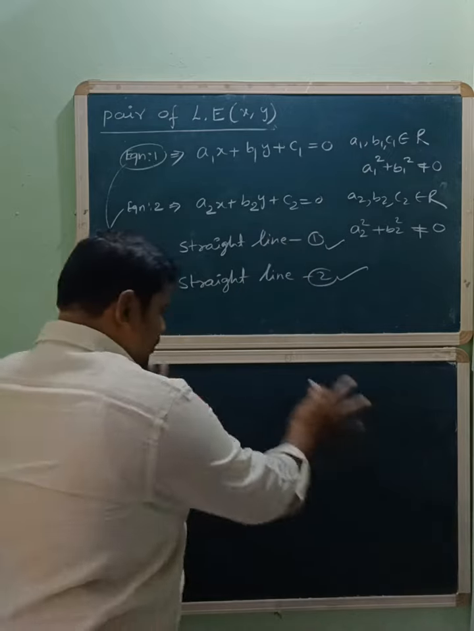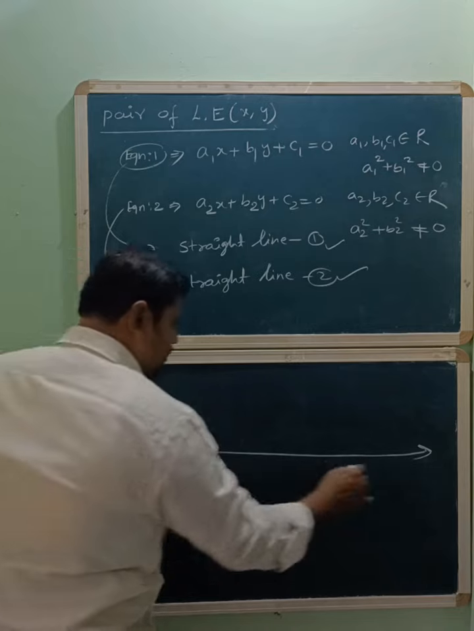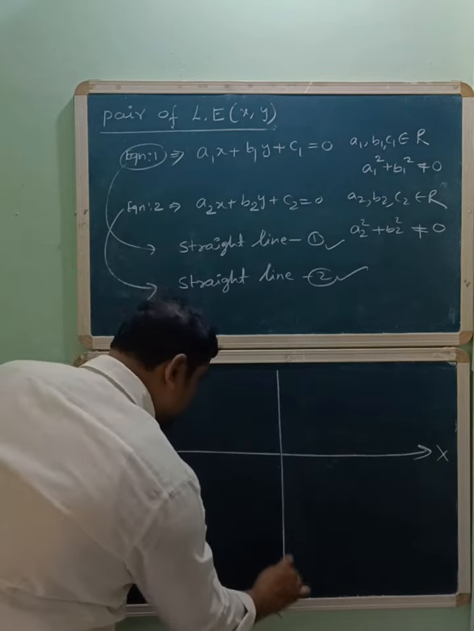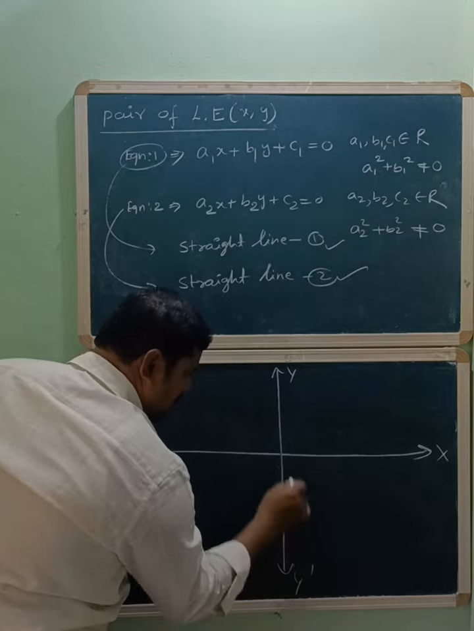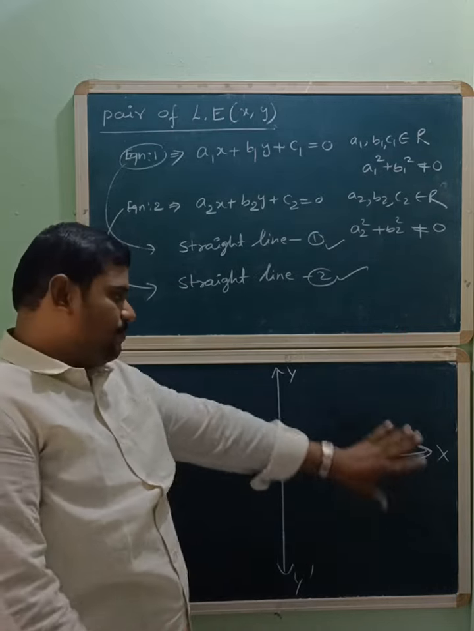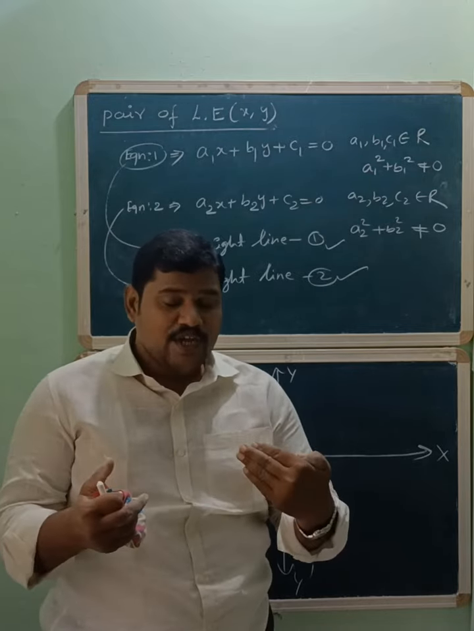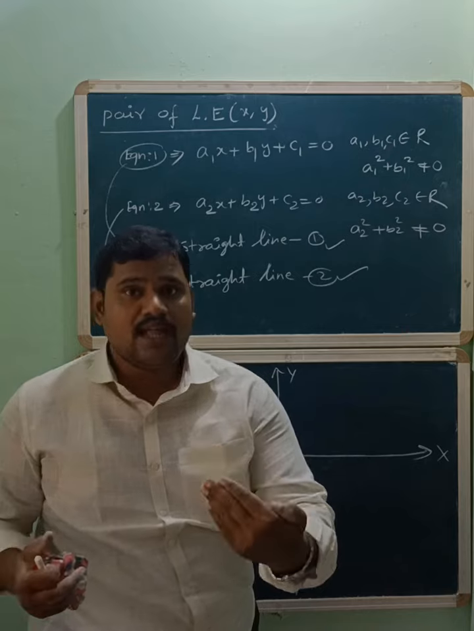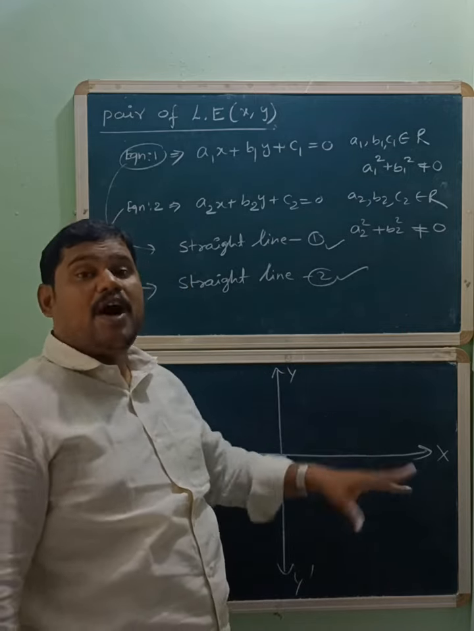Okay, in a plane, suppose this is the x-axis. This is the y-axis. Now this is the origin. This is the x-axis, this is the y-axis. This is the plane. Now, in how many ways can you draw these two lines in this plane? The total number of possibilities.